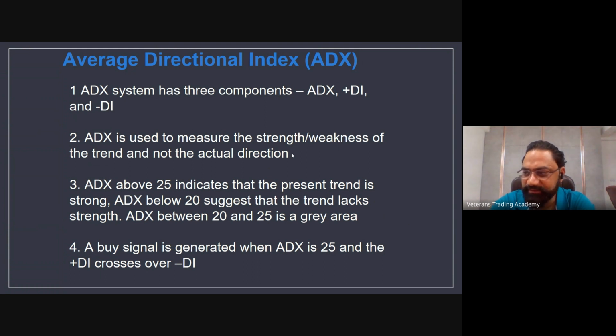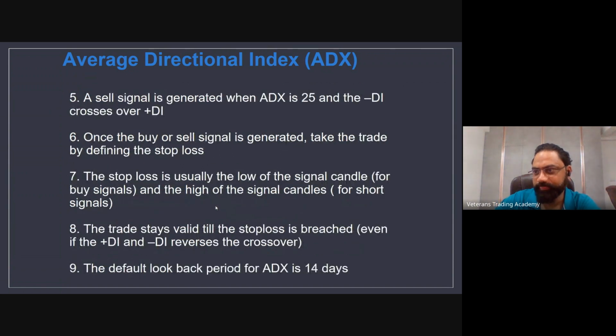ADX above 25 indicates that the present trend is strong. ADX below 20 suggests that the trend lacks strength. And ADX between 20 to 25 is a gray area. So a buy signal is generated when ADX is above 25 and the plus DI is crossing over the minus DI. Okay. And reverse of that, a sell signal is generated when ADX is above 25 and the minus DI crosses over plus DI. Once the buy or sell signal is generated, take the trade by defining the stop loss.